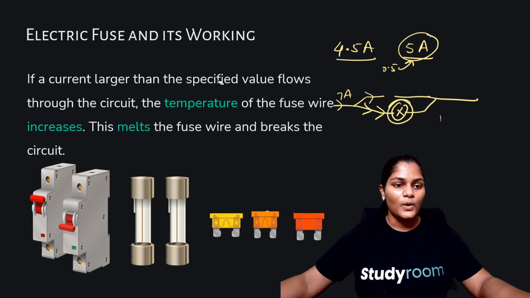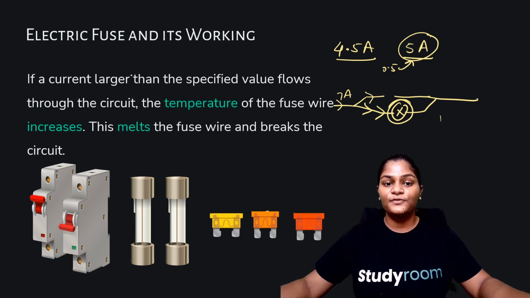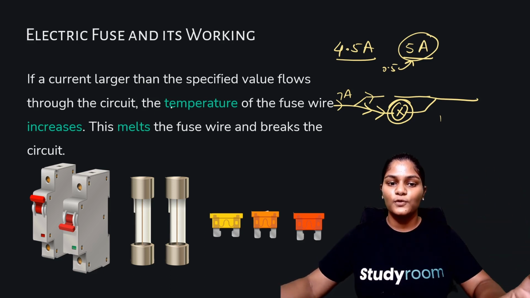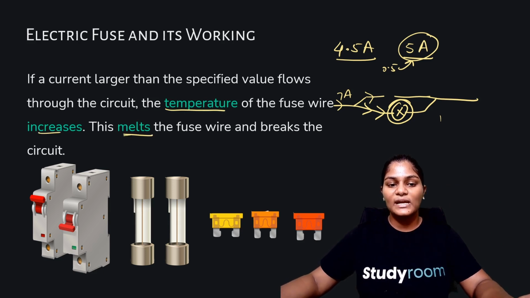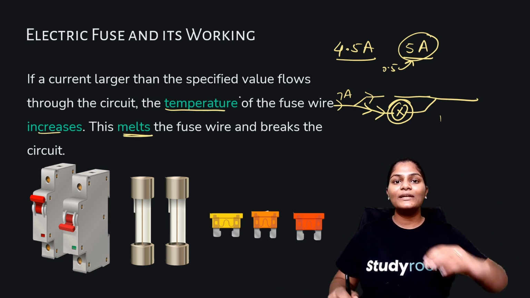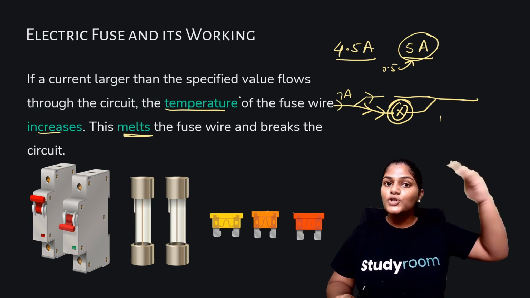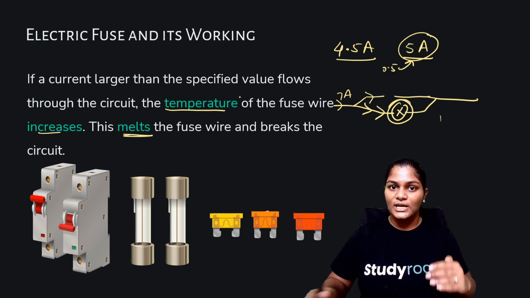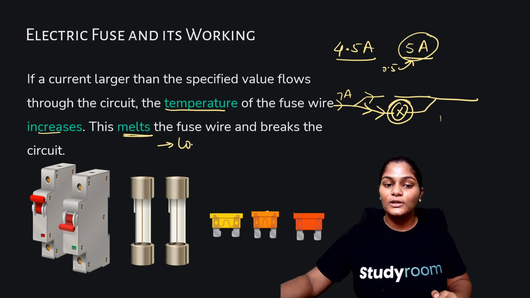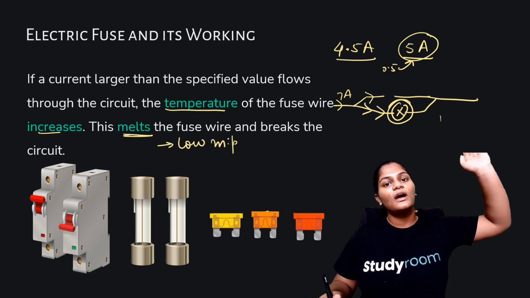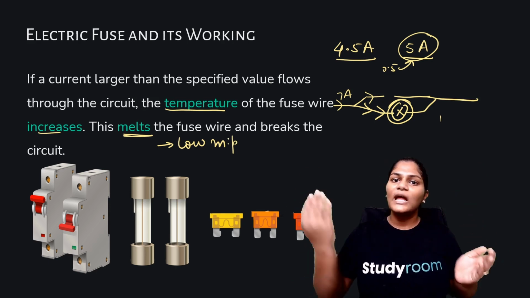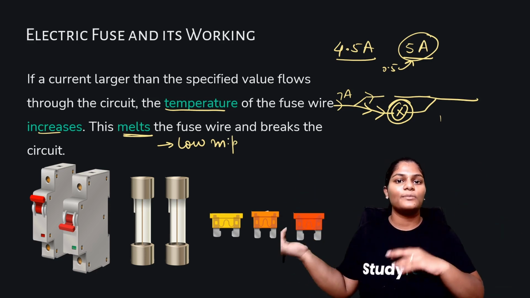Okay, now it says that the specified value flows through the circuit. If a current larger than the specified value flows, the temperature of the fuse wire increases and it melts the fuse. So would we need a high melting point wire or a low melting point wire for this? We need a low melting point wire, because if a wire doesn't even break at very high values, then it would let large currents flow through it and it would damage the device.